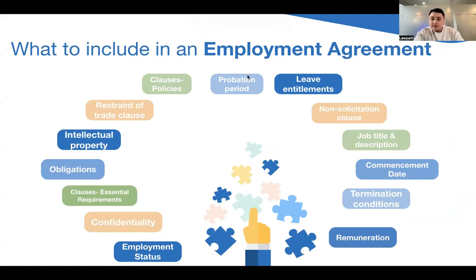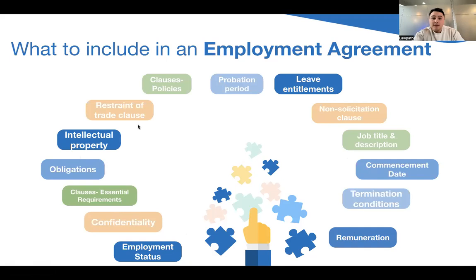So there's a probation period, understanding what your minimum requirements are with that and what's the maximum you can do. You don't want to put something longer than you're allowed to do. Leave entitlements. So firstly, what are the leave entitlements for the business and how can you, again, provision for them? Non-solicitation clause, like we talked about, job title and description, commencement date, termination conditions, remuneration, especially around termination conditions. If you're going through with a redundancy, there's a whole process that we'll be holding a webinar on next month, but there are a lot of steps you want to take to ensure that you're doing it in a genuine way, so it's compliant. Employment status, confidentiality, different clauses, obligations.